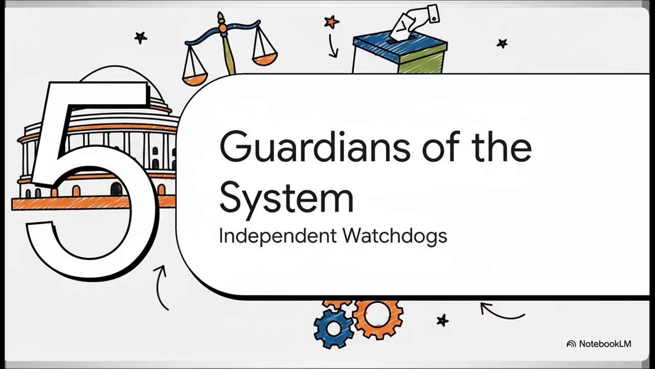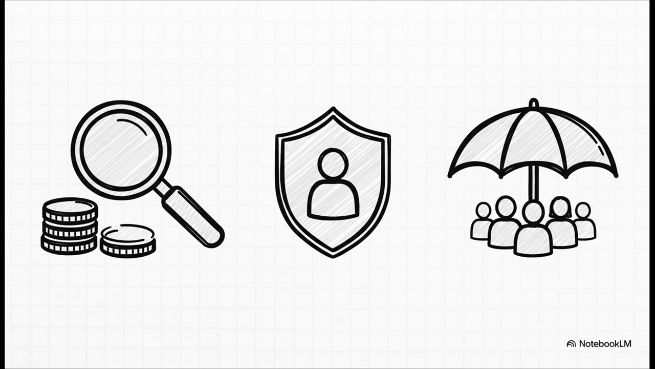Okay, so last but definitely not least, how do you make sure this whole massive system, the government, the officials, all of it, stays transparent and accountable? To do that, the Constitution created a special set of independent watchdogs. You can think of them as the guardians of the system. And here are just a few of the big ones.